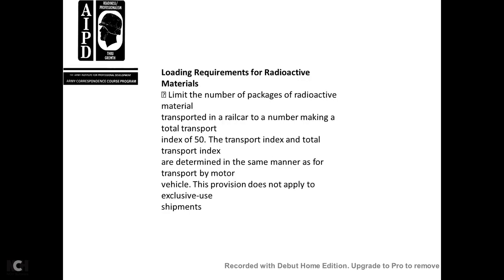Loading corn with radioactive material. Limit the number of packages of radioactive material transported in the rail car and the number of them with the total transport index number of 50, and the transport index with the transport over the index determines the same number of the transport of the motor vehicles. This provision does not apply with exclusive use of shipments.